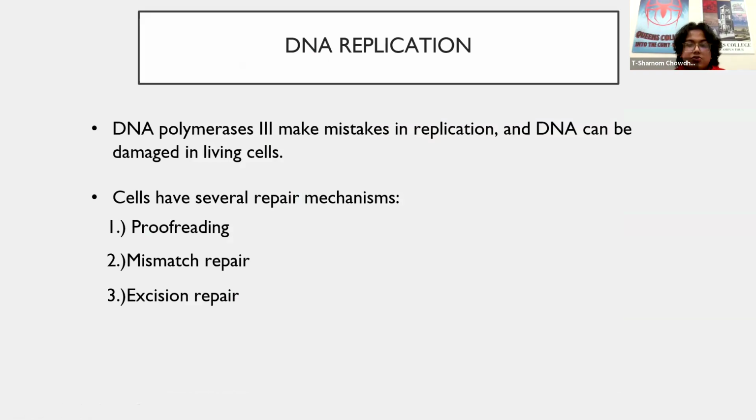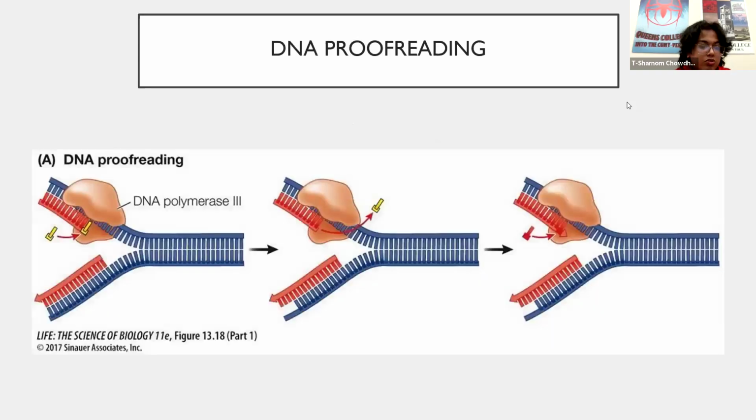So DNA polymerase 3 can make mistakes in replication, and as a result, DNA can be damaged in living cells. So the cells have repair mechanisms, which are proofreading, mismatch repair, and excision repair. For proofreading, if bases are paired incorrectly, the nucleotide is removed, and then DNA polymerase comes in and just adds a new one.